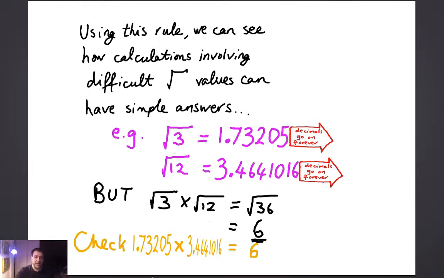And you can actually check that with the decimals themselves. So if you get your calculator and do the square root of 3, 1.73205, and multiply it by the square root of 12, 3.4641016, you'll find that you get 6. Or you might find that you get 5.999, because these numbers have been rounded off, but you'll get a number that is as close to 6 as makes no odds. And precisely, the square root of 3 times the square root of 12 is the square root of 36, which is 6.